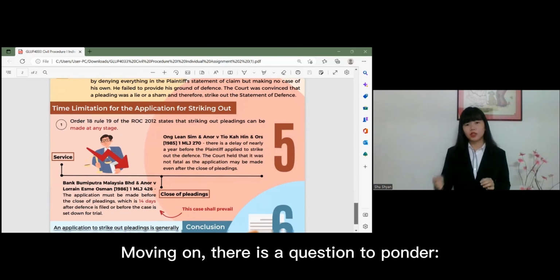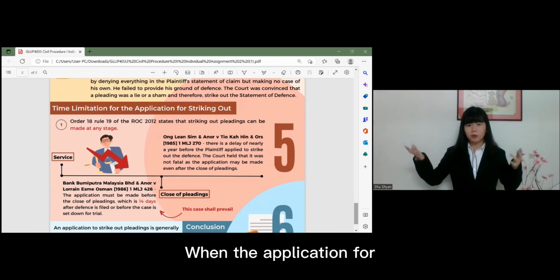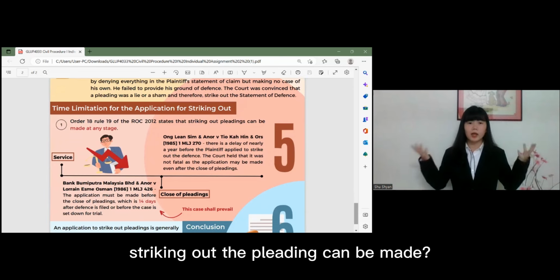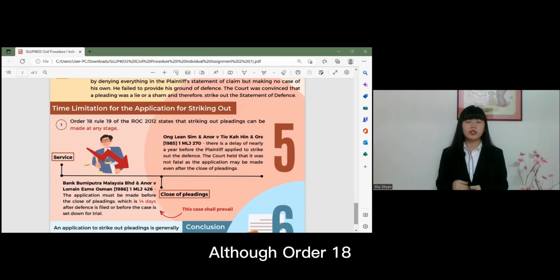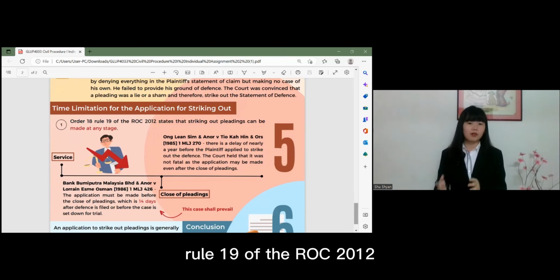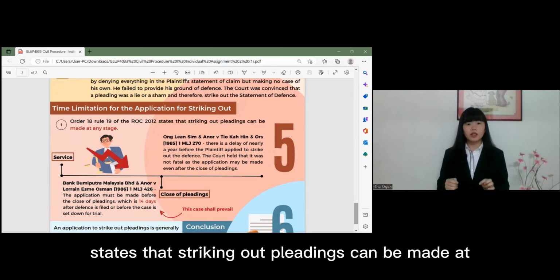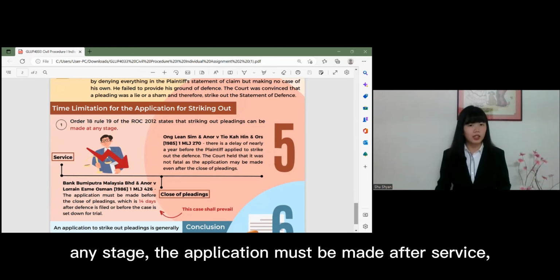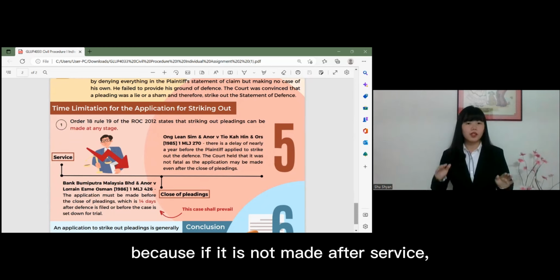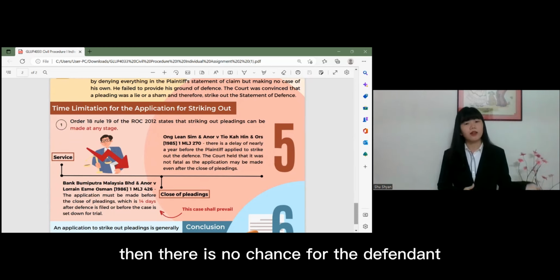Moving on, there's a question to ponder. When can the application for striking out the pleading be made? Although Order 18, Rule 19 of the ROC 2012 states that striking out pleadings can be made at any stage, the application must be made after service. Because if it is not made after service, then there is no chance for the defendant to apply to strike out.